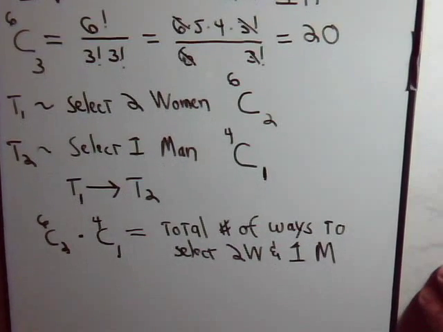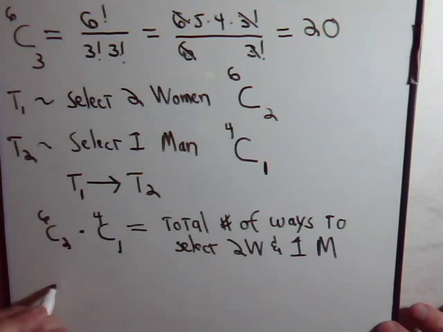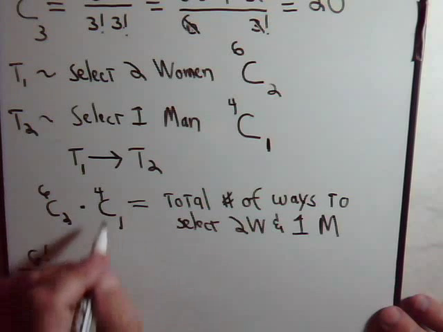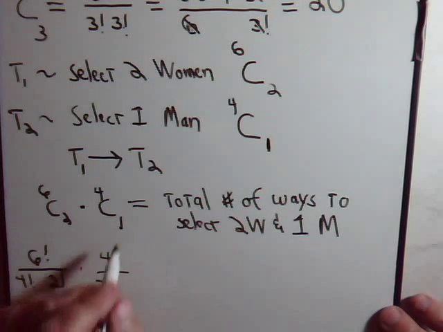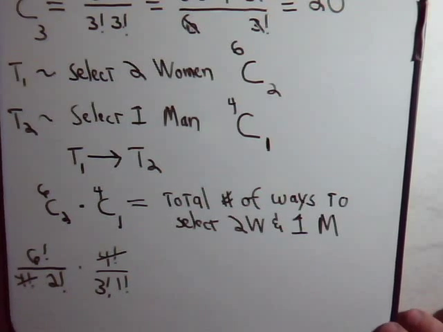So let's see how these numbers work out. Here we have, so we don't need that anymore. This is just going to be 6 factorial divided by 6 minus 2, which is 4 factorial, times 2 factorial. And this is going to be 4 factorial over 4 minus 1, which is 3 factorial, times 1 factorial. Looks like those will cancel.